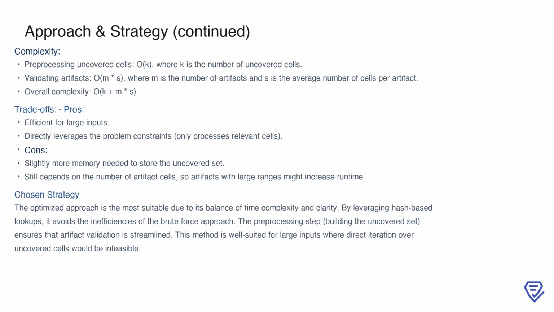While this method is efficient and scalable for large inputs, there are trade-offs. It requires slightly more memory to store the uncovered cells in a set, and the runtime still depends on the number of cells per artifact. For artifacts with large ranges, this can still add to the processing time. Despite this, the optimized approach is well suited for the problem as it effectively balances time complexity and memory usage, leveraging the constraints to process only relevant cells.